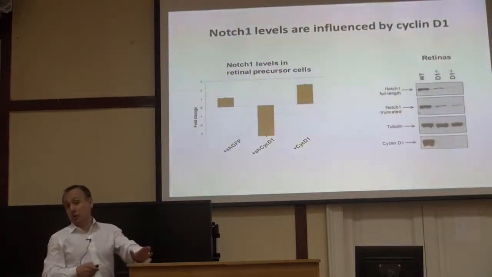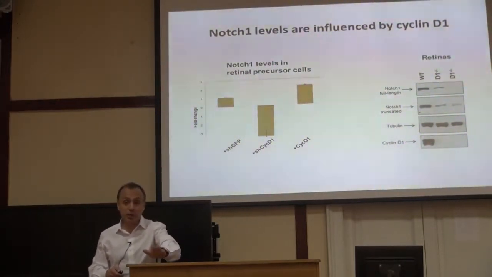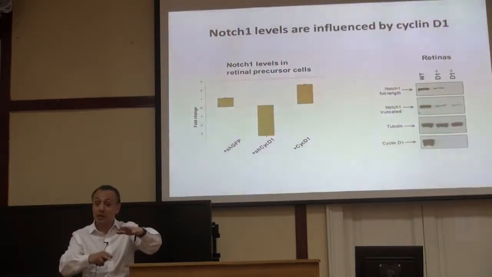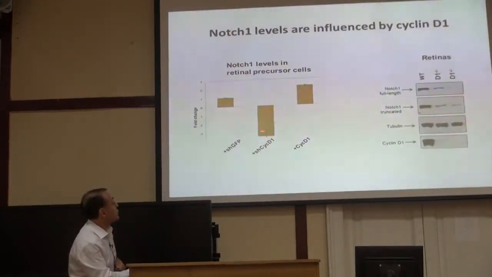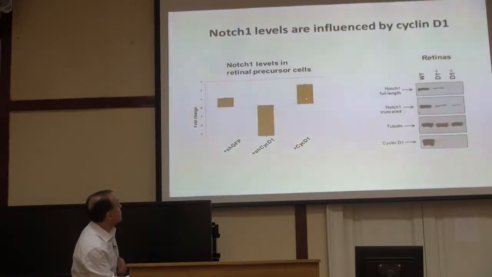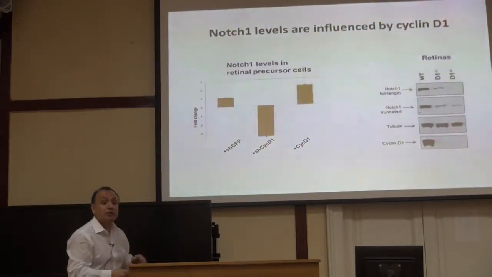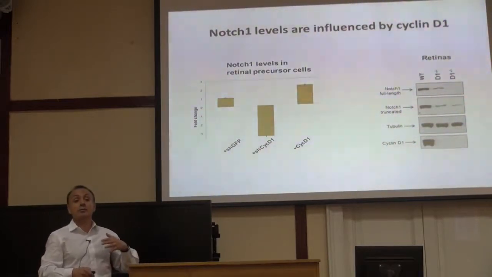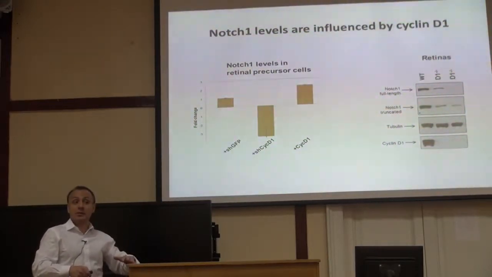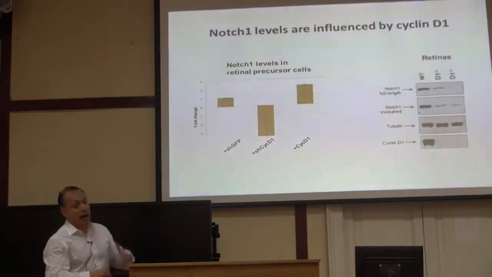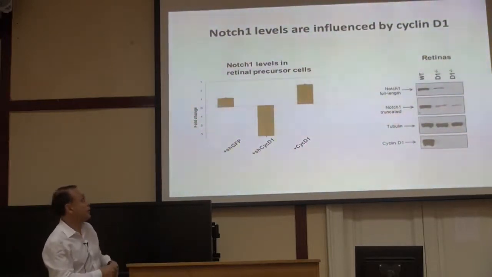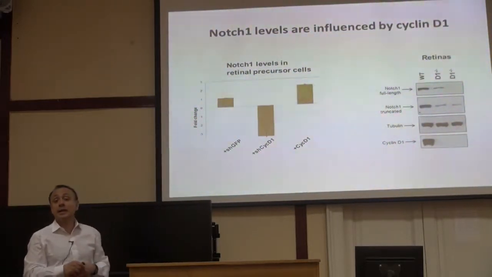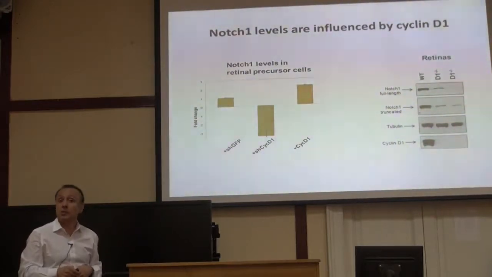So not only in the knockout retinas is Notch lower, but if you take the cell line and you knock down, you deplete cyclin D1, the Notch goes down. And when you overexpress cyclin D1, the Notch level goes up. So this is consistent with the notion that cyclin D1 is controlling the level of Notch. If you have less cyclin D1, you have less Notch. If you overexpress cyclin D1, you have more Notch. And in the retinas, we found that there is less transcription of Notch.